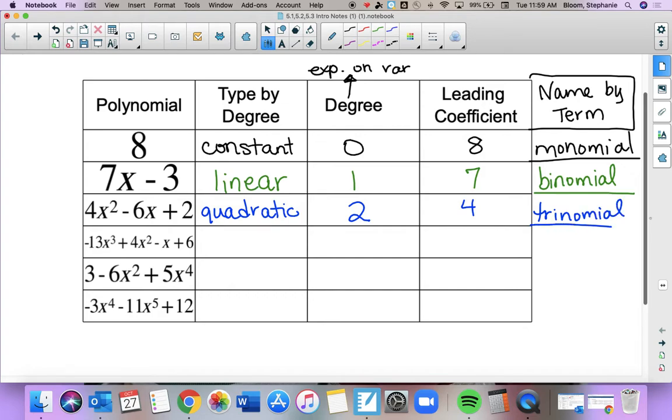All right. The degree of the next one? Again, you're looking for the greatest exponent. Jack? 3. That is correct. Do you know what that is called? Anybody know what this one's called?